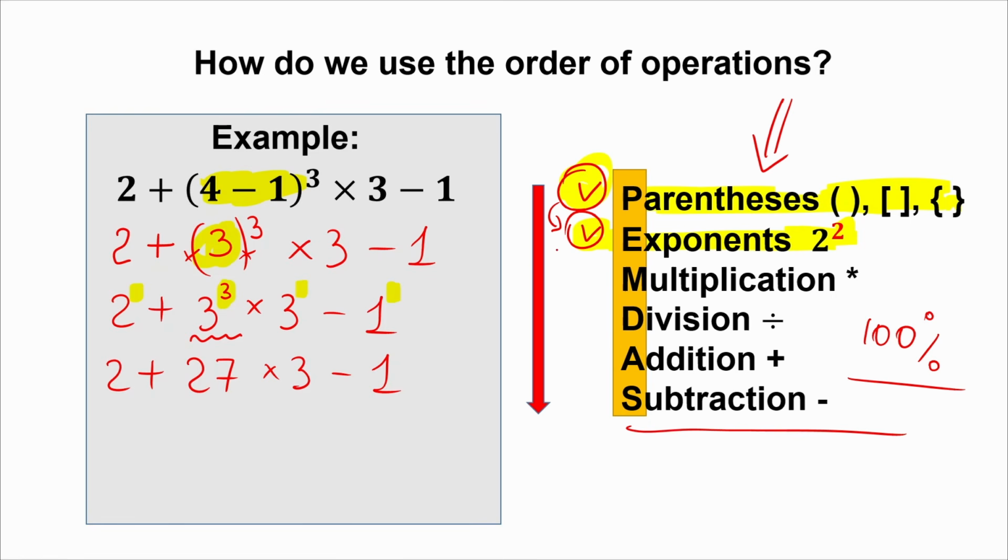So right now, let's move on to the next step. After exponents, we have multiplication. And let's scan, where do we have multiplication? Yeah, we have it right here. So we need to do this multiplication before, of course, in conclusion, we're going to have addition and subtraction.